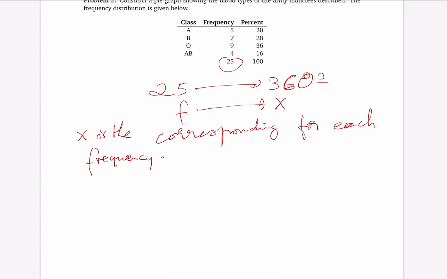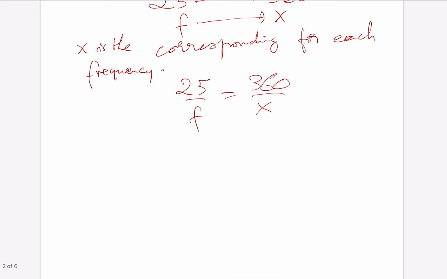So how can we calculate this one? We have 25 divided by F is equal to 360 divided by X. To find X, X is equal to F times 360, using cross multiplication, that's the faster way, divided by 25. That's the formula.